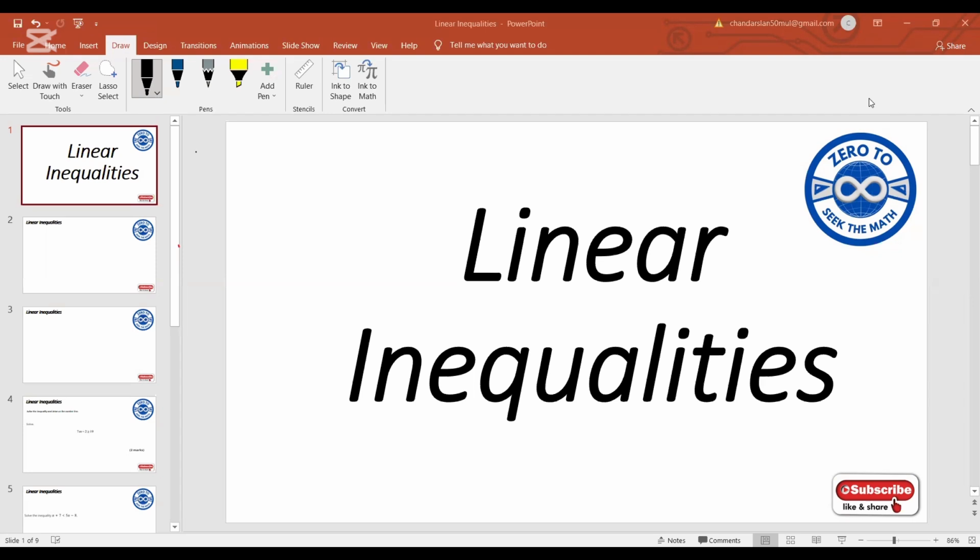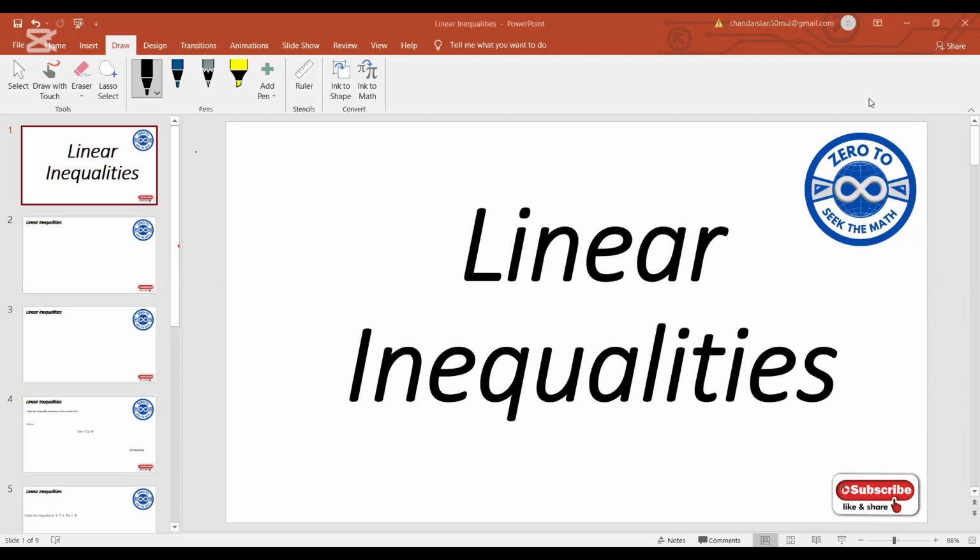So today's topic is linear inequalities. Without wasting any time, let's move on to the topic. The topic linear inequalities is a bit similar to the topic linear equalities. So let me start from what linear inequalities are, what an inequality is, and all these things.